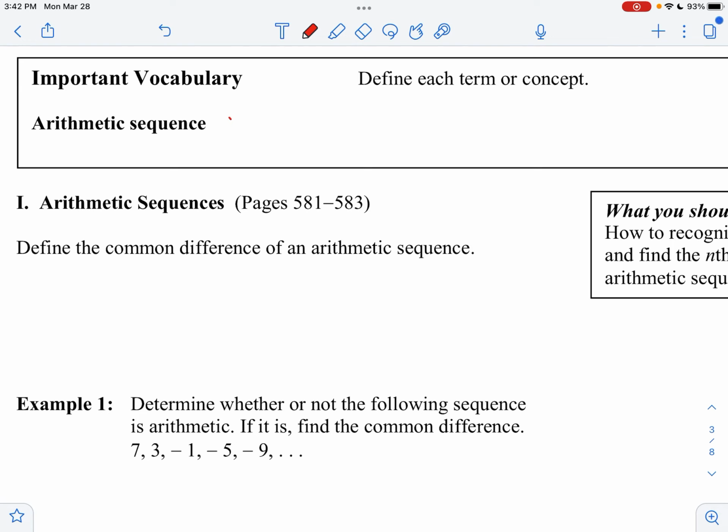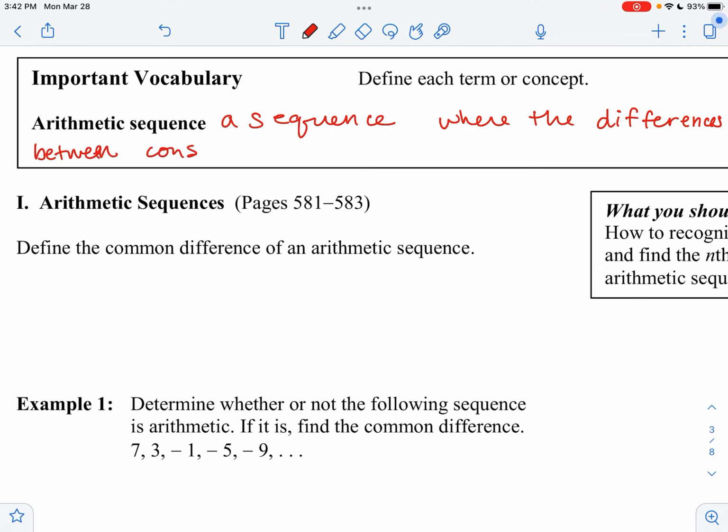An arithmetic sequence is a sequence where the differences between consecutive terms are the same. So when you think of arithmetic, if they have a consistent difference, think adding the same number is the pattern.